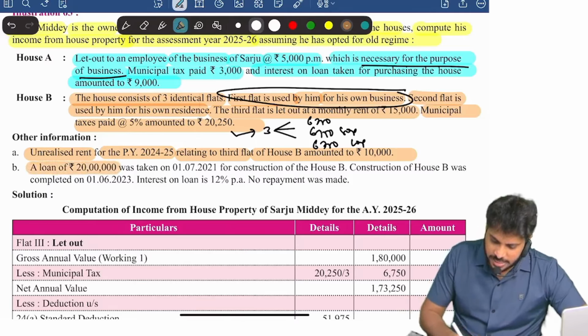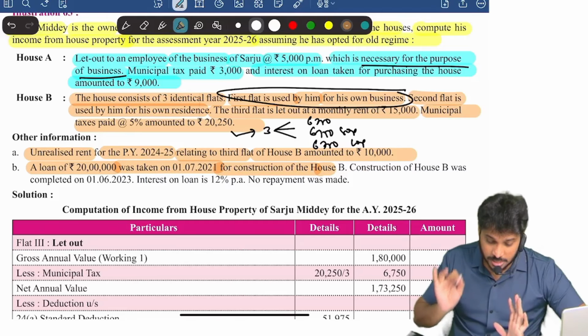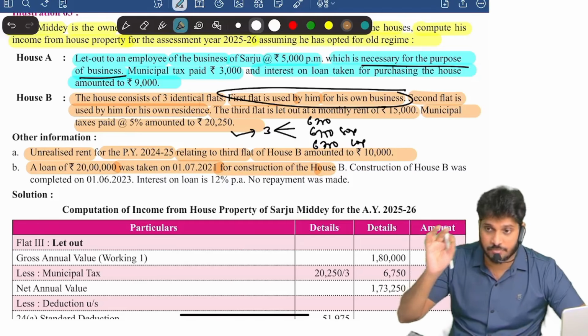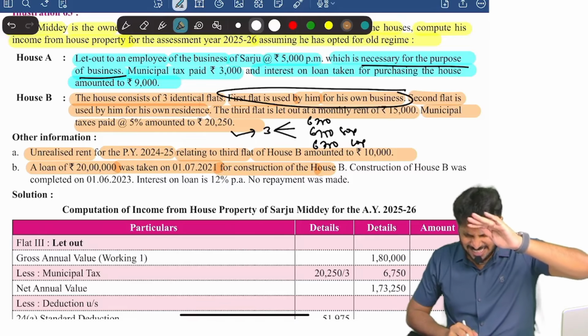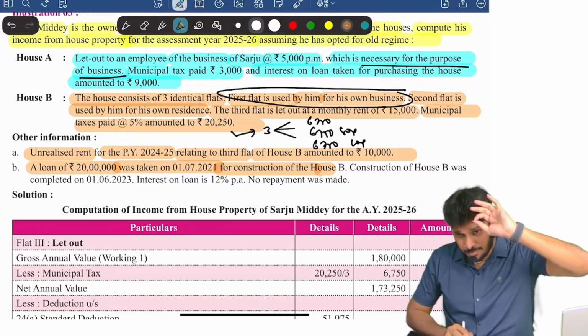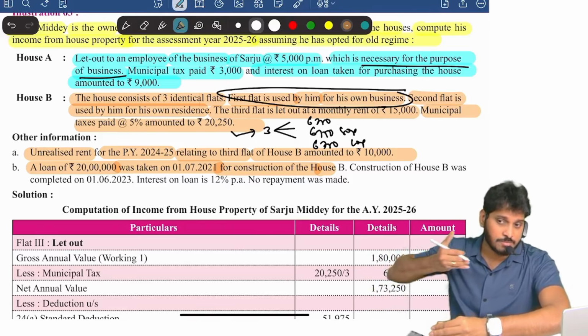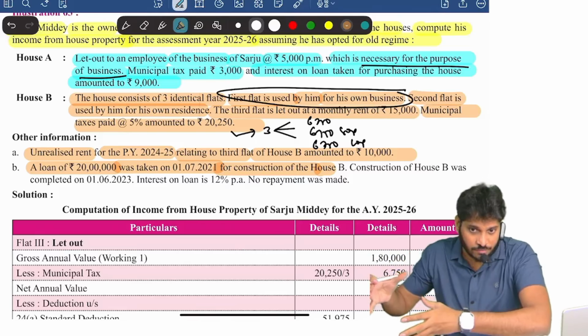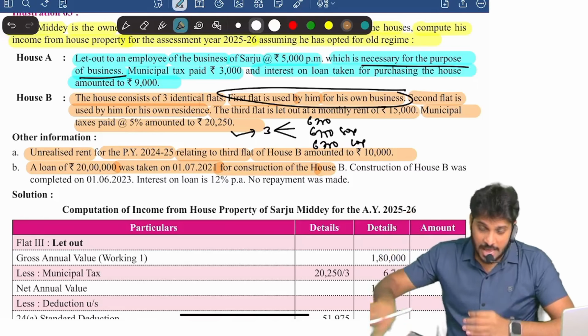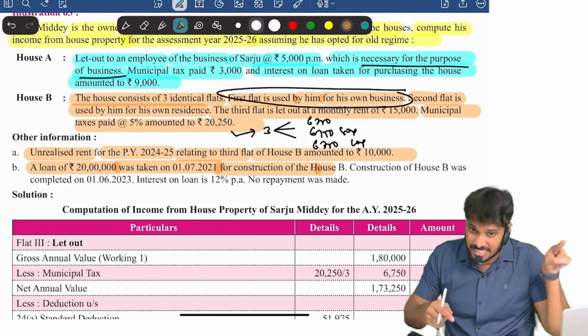A loan of 20 lakh was taken on 1st July for construction. Loan point, I'll come back to it. I think now we are clear. House number here, I will not call it income from house property, because here letting is incidental to business. It is important for business. Employee quarters, staff quarters, maybe company recovering 5,000 per month. It is given as staff quarters at the end of the day. Therefore, it's a business property and the amount received will be taxable as business receipts under PGBP.